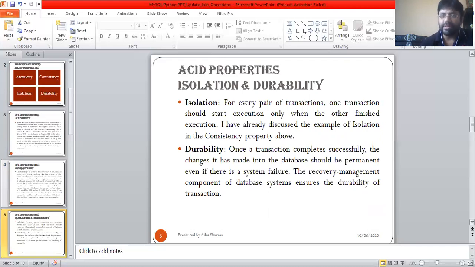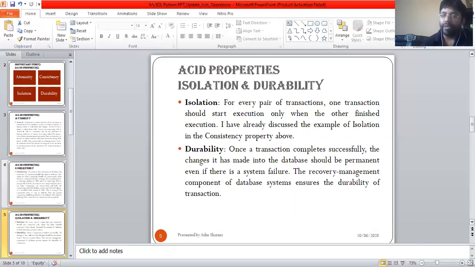I have already discussed this example previously, that isolation is very important to maintain consistency of the database. So this is an important point. For every pair of transactions, one transaction should start execution only when the other finished execution. This is important. Next is durability.